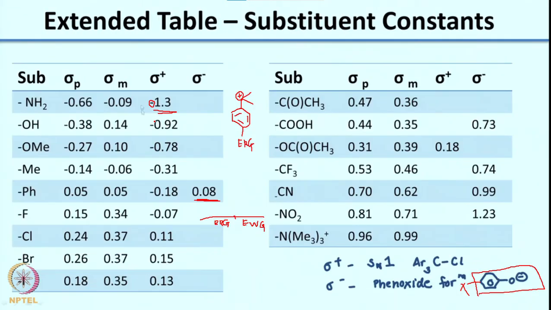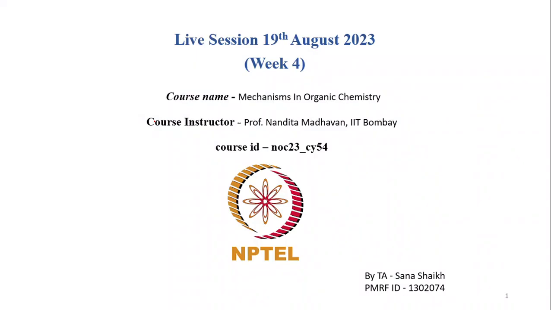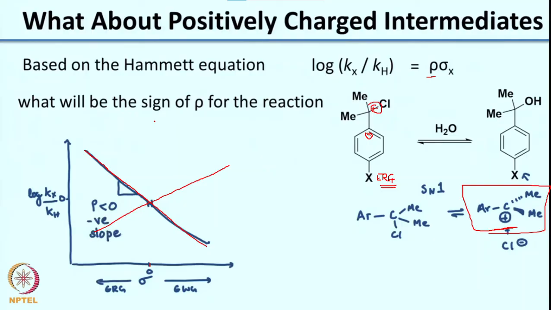So I'll give a brief summary of today's session. Today we have discussed the Hammett principle, where we have observed the positive and negative slope, and we have also observed that the electron rich group was stabilizing the carbocation formation in the SN1 reaction. That means the SN1 reaction was stabilized by electron releasing group.